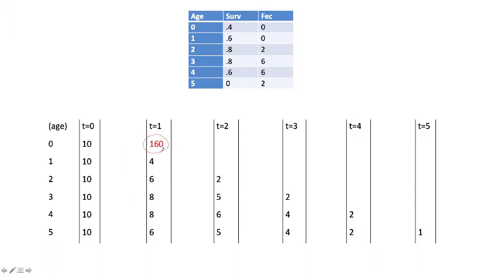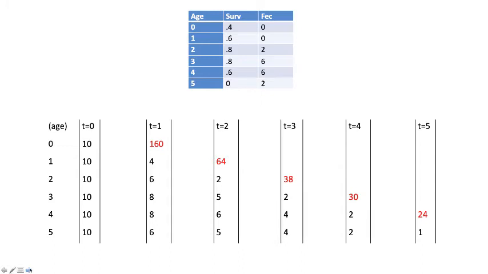Then in year 2, 40% of them, or 64, will still be around now as 1-year-olds. And of those 64, 60% of them will survive to be 2-year-olds in year 3. That looks like 38.4, round to 38. And finish that for that cohort.